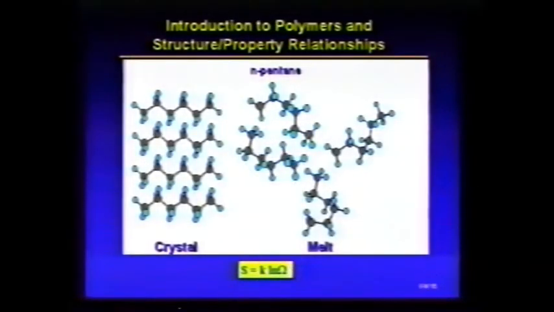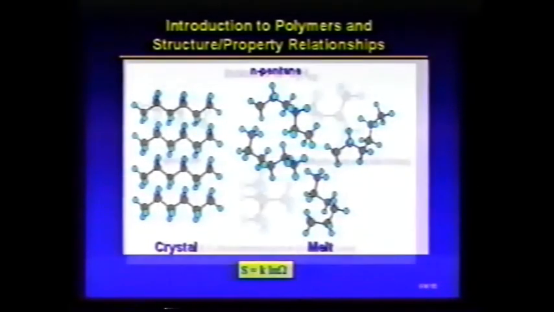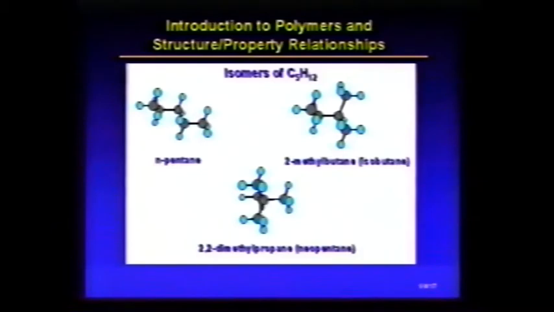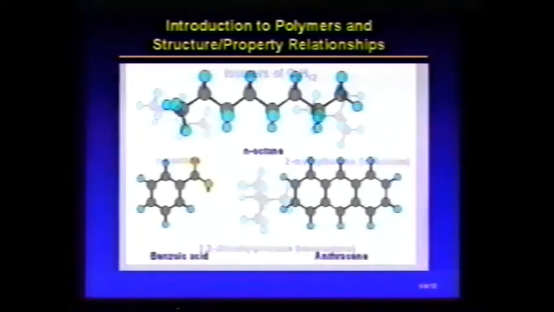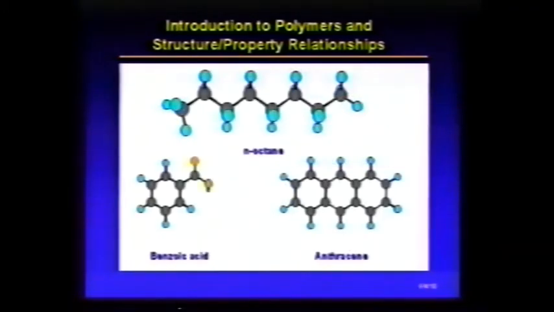I'd like you to note that there are 3 isomers of pentane, and I have some data about these to share with you in just a moment. The one on the left, there's N-pentane again. On the right, 2-methylbutane, also known as isopentane, and at the bottom, 2,2-dimethylpropane or neopentane.